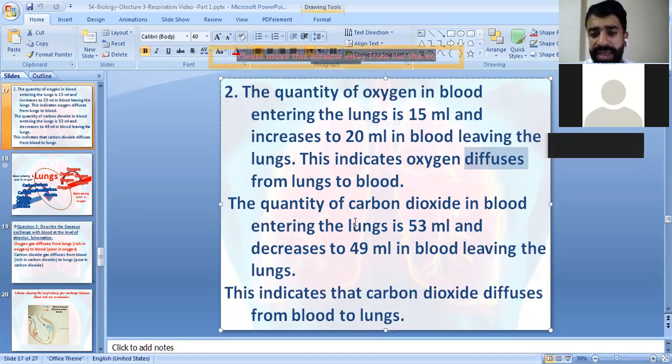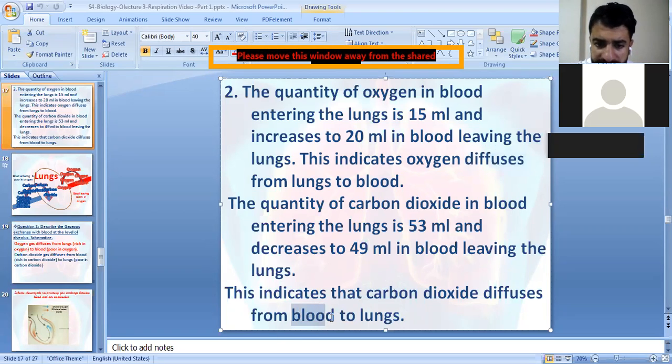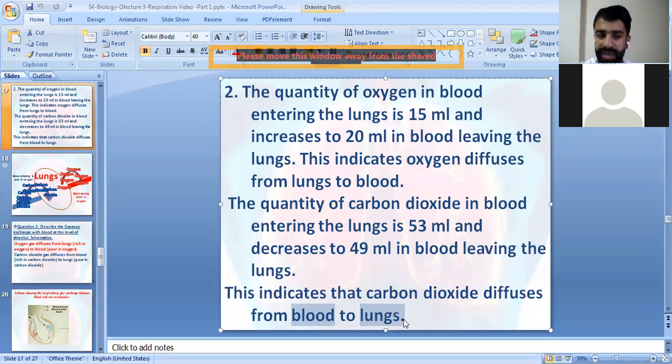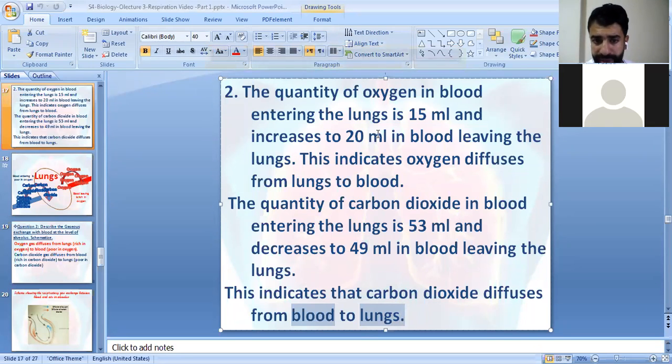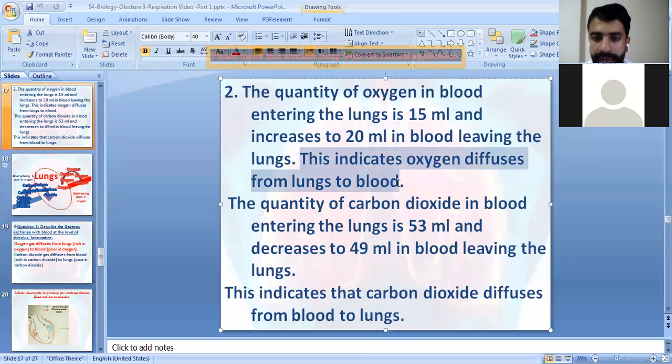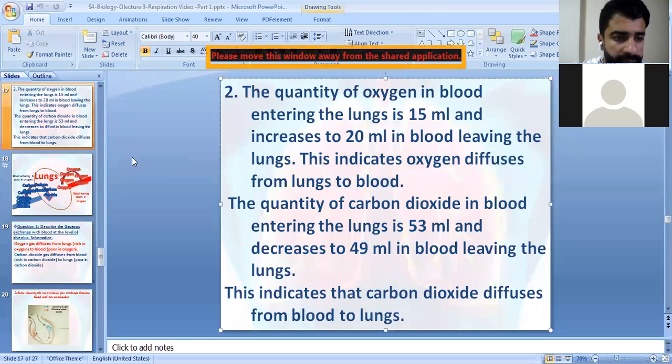The quantity of carbon dioxide in blood entering the lungs is 53 milliliter, and it decreases to 49 milliliter in the blood leaving. What does this indicate? This indicates that carbon dioxide diffuses from a medium of high concentration of carbon dioxide, which is the blood, to a medium of low concentration of carbon dioxide, which is the lungs. So here, to interpret is to analyze plus indication. In analysis, we don't use greater than or less than. We use increases or decreases.